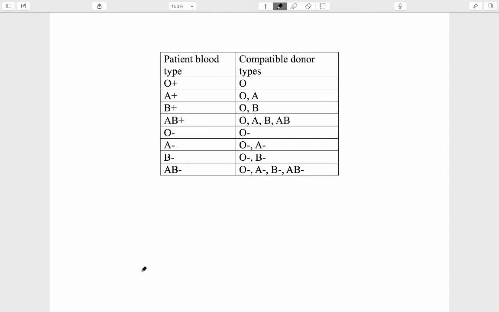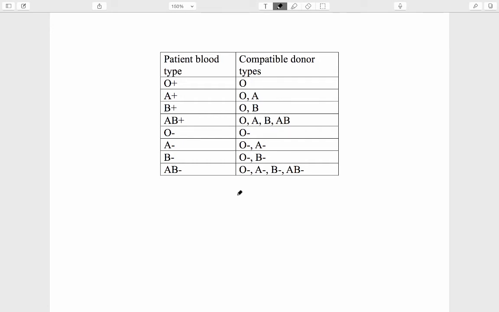Compatibility requires two things. One is related to the letter, and the other is related to positive versus negative. As far as just the letters go, patients with certain letter types can receive from donors with certain letter types, but there are restrictions. So type O can receive only from type O. Type AB can receive from anybody, if we forget for the moment about positive versus negative. As far as positive versus negative goes, if you have a positive blood type, you can receive positive or negative blood, whereas if you have a negative blood type, you can receive only from a donor who has a negative type.